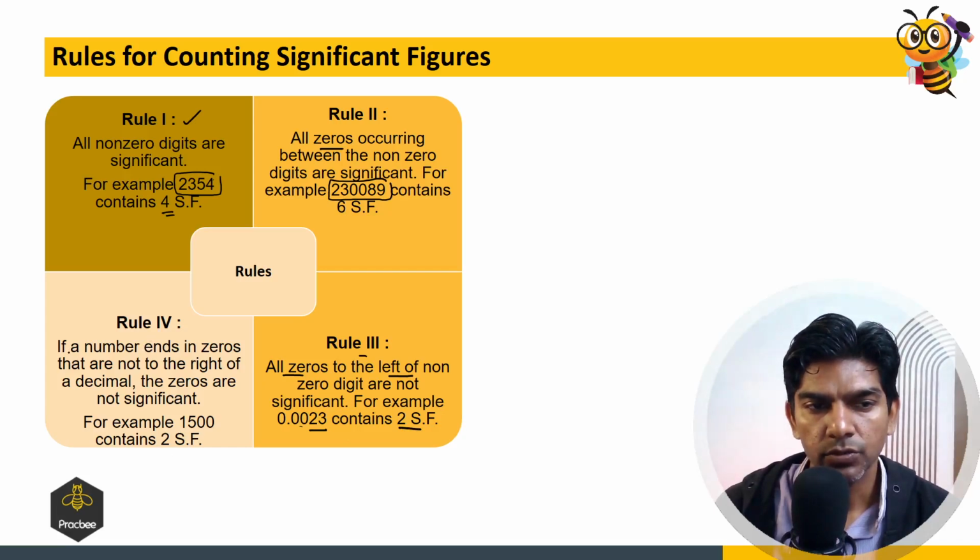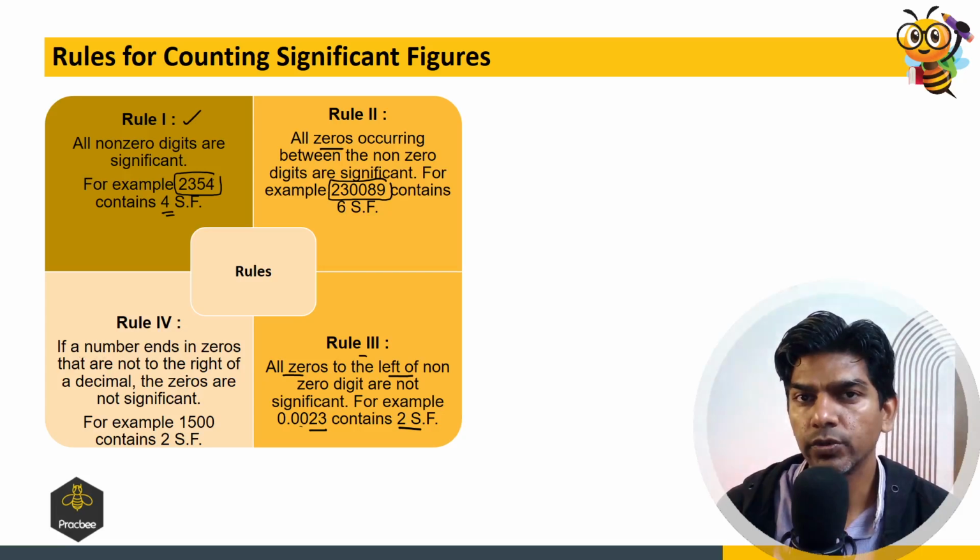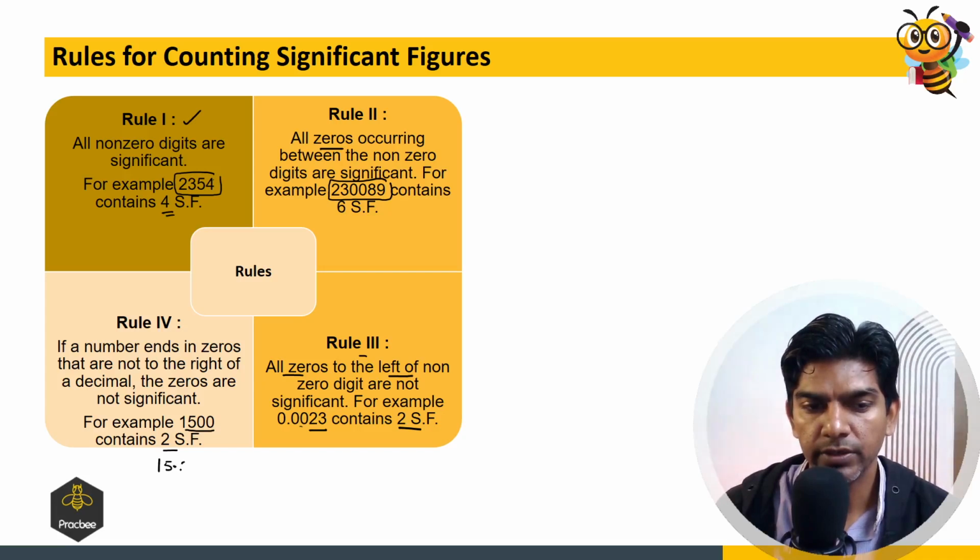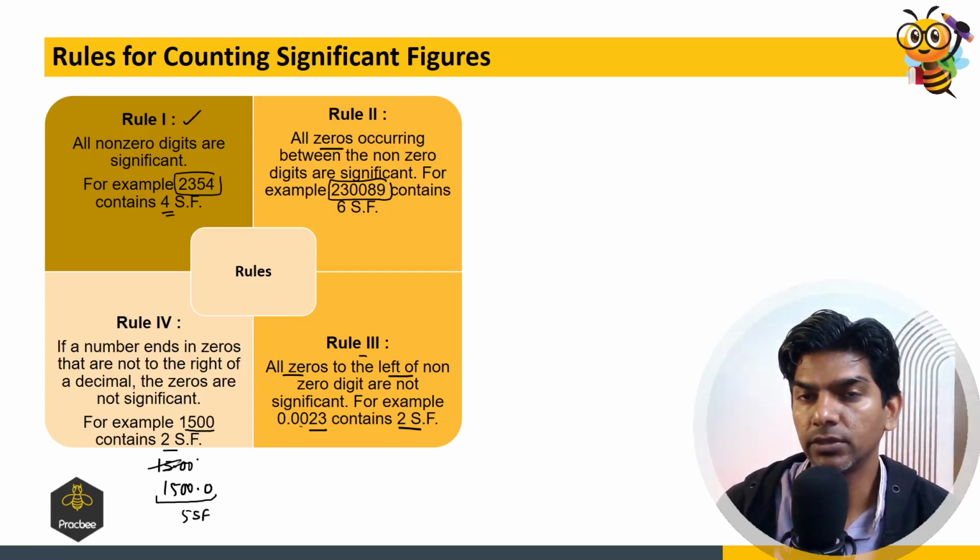And let us say the rule 4: if a number ends in zeros and we are not showing any decimal place, that is, the zeros are not to the right of a decimal, the zeros are not significant. So if I'm writing 1500, it will have 2 significant figures. But suppose I write 15.0 or 1500.0, then it will have 5 significant figures, right? If I'm showing a decimal, it means we have measured this up to 1 decimal place. So it will have 5 significant figures.